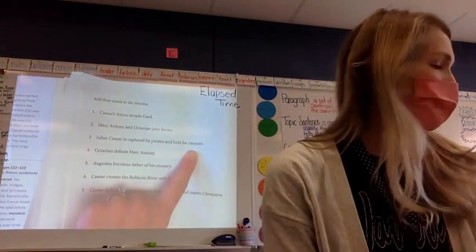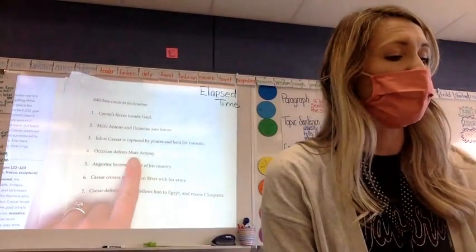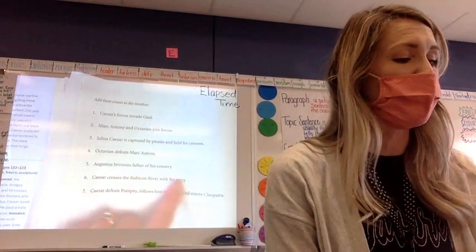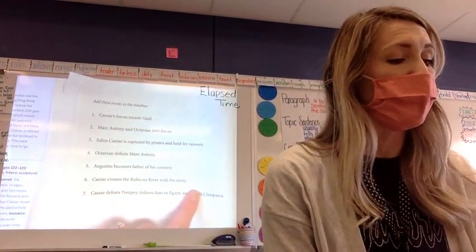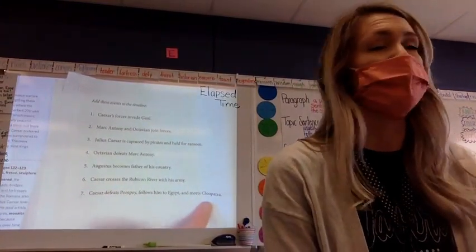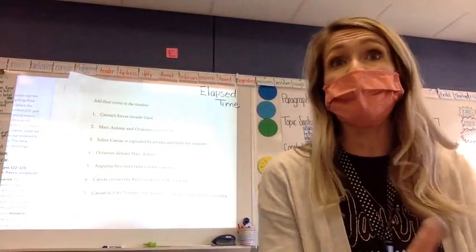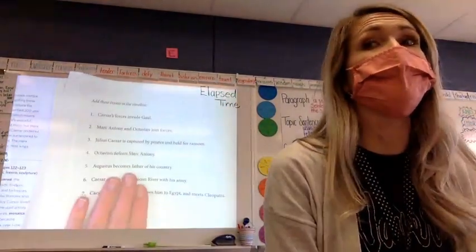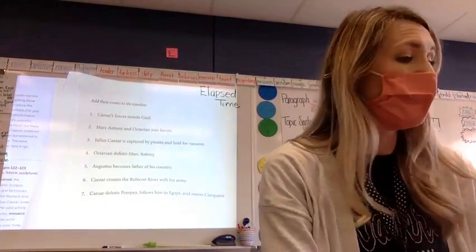Did we forget about that one? No. Octavian defeats Mark Antony. Augustus becomes father of his country. Caesar crosses the Rubicon River. Caesar defeats Pompey, follows him to Egypt, and meets Cleopatra. Are these in the correct order to just throw them up? No. No, you have to start to look at these events and figure out where they fit in.